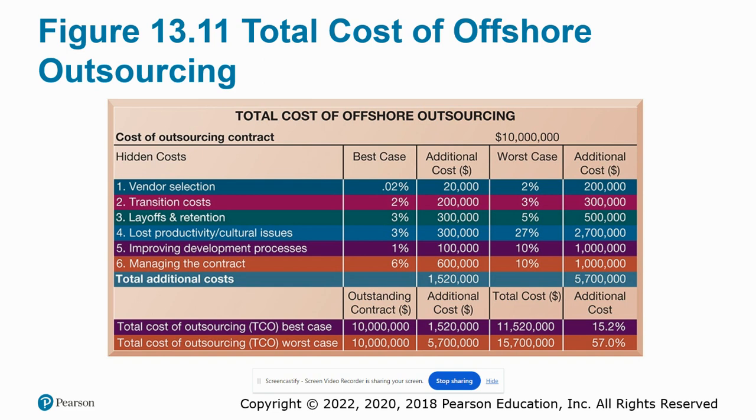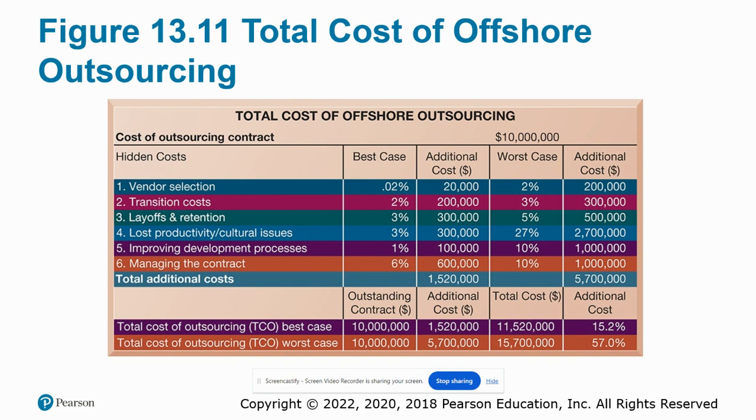If a firm spends $10 million on offshore outsourcing contracts, that company will actually spend 15.2% in extra costs, even under the best case scenario, as presented here. In the worst case scenario, where there is a dramatic drop in productivity, along with exceptionally high transition and layoff costs, a firm can expect to pay up to 57% in extra costs on top of the $10 million outlay for an offshore contract.